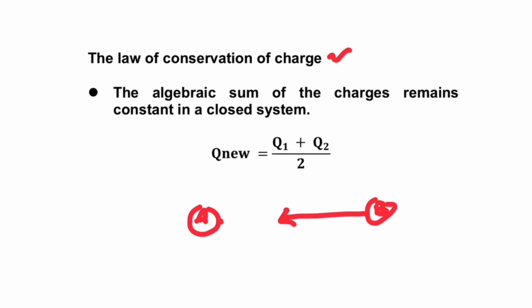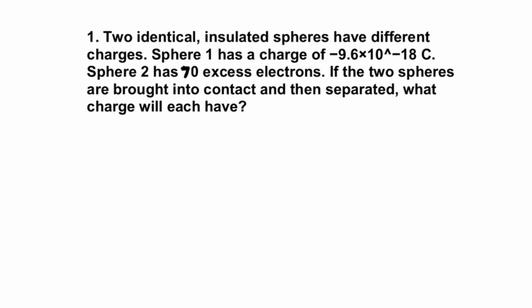So the formula we use for the law of conservation of charge, to find the charge on two spheres after we let them touch and separate them, is Q new. Q new is equal to Q1 plus Q2 divided by 2. You just simply add the two charges and divide by 2. This is the law of conservation of charge.